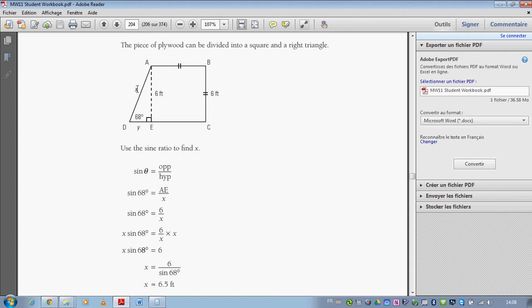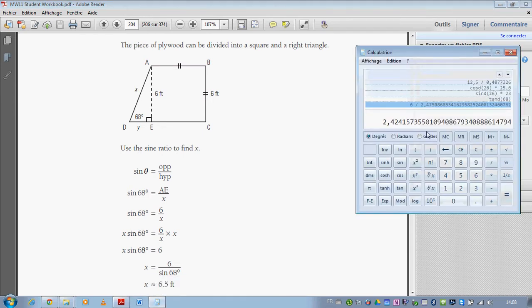Now time to figure out what the length x is. To do that, you do have the angle down here. You've got the opposite side, and x is actually the hypotenuse because it's across from your right angle. So opposite and hypotenuse, that's the sine ratio that you've got to be using. So sine of 68 is equal to opposite divided by hypotenuse. Therefore, sine of 68 is equal to 6 feet divided by x.